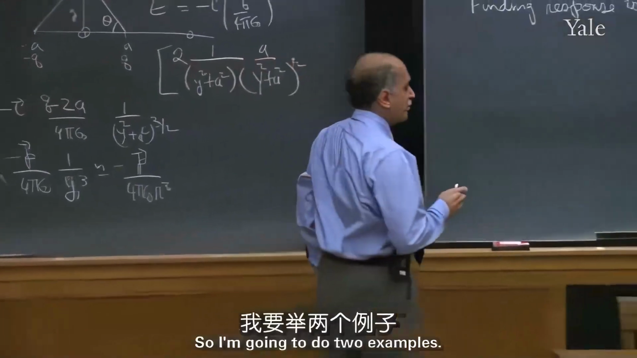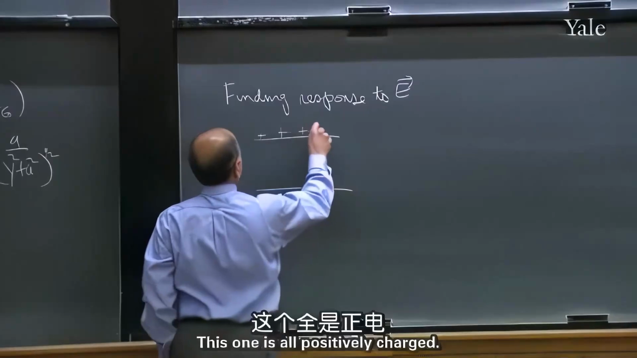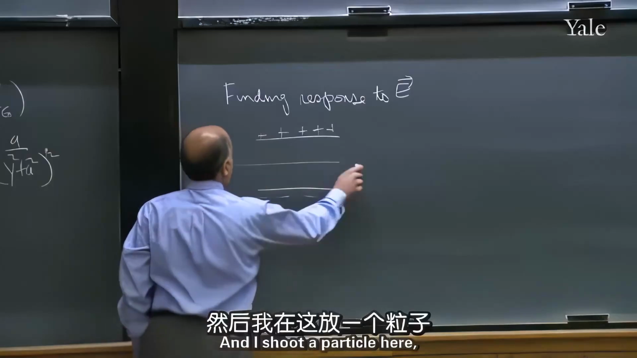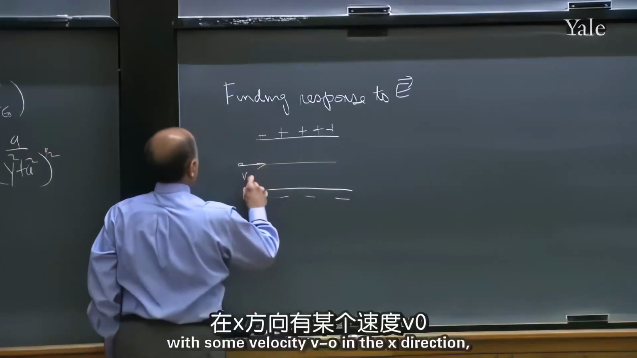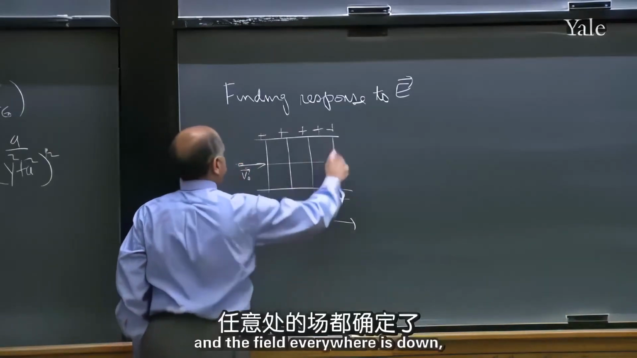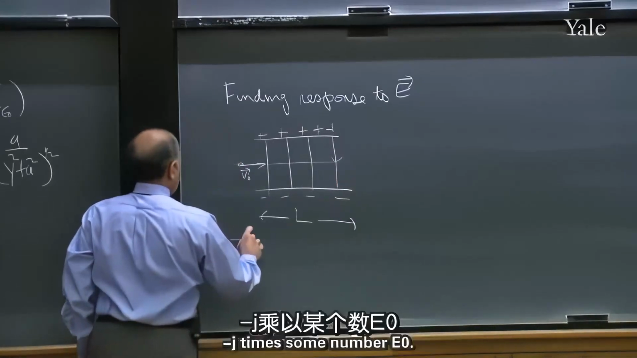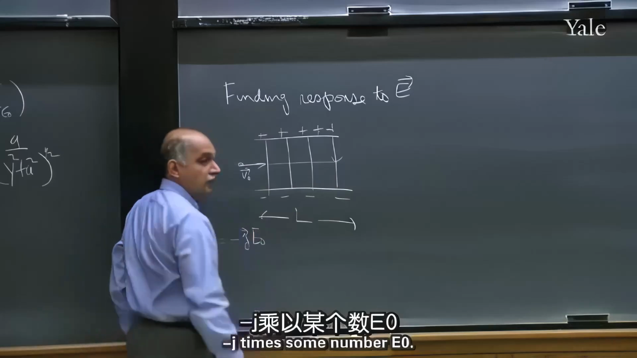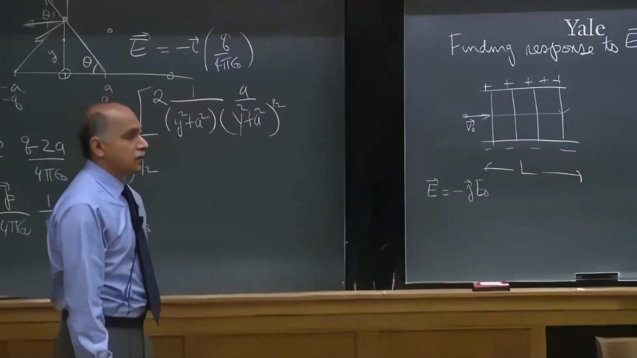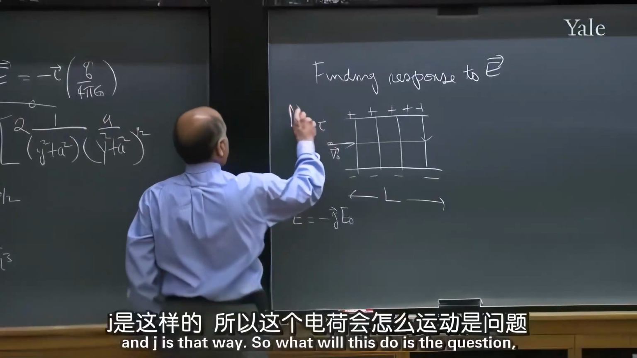So I'm going to do two examples. One is, there are these two plates I mentioned to you. This one is all positively charged. This one is negatively charged. And I shoot a particle here with some velocity v naught in the x direction. And the field everywhere is down, and the electric field is some constant, minus j times some number E naught. Minus j because i is this way and j is that way.